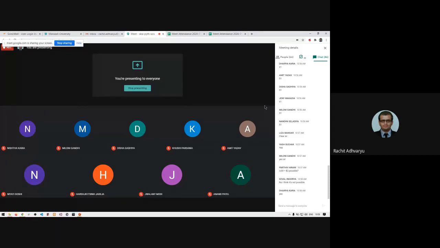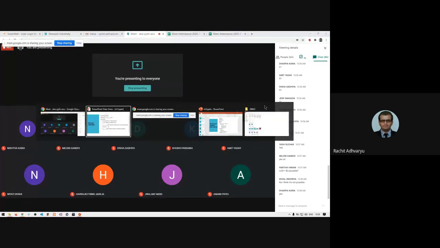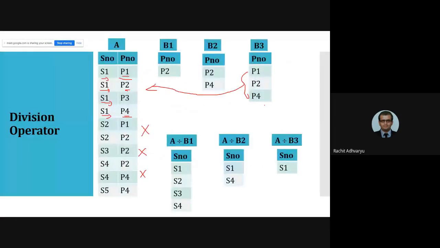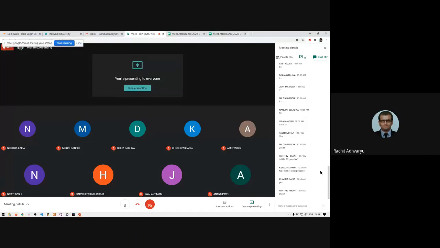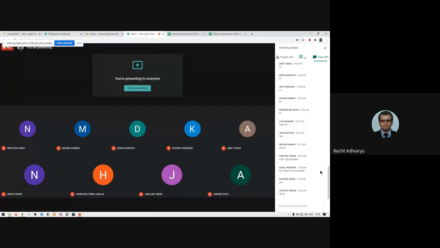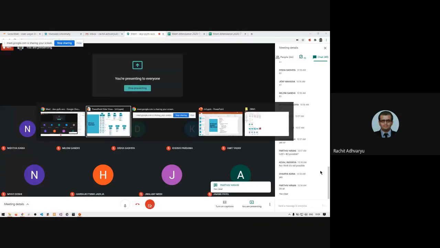Is B1 divided by B2 possible? Let's see. B1 divided by B2 is not possible because B1 is not the super table or universal table. It should have some other column other than PNO also. Then it would be possible. So it is not possible. Clear, Parthiv? Yes, Keval, your thinking was right. It is not possible. Okay, so let's move ahead.